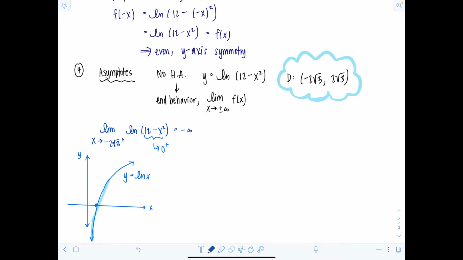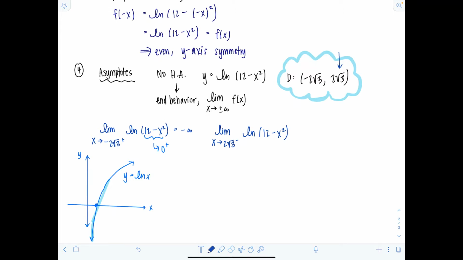Okay? Good. And then same thing, now let's check the limit as x approaches 2 rad 3, the upper bound of the domain. This time I'm going to have to approach from the left-hand side of natural log of 12 minus x squared. Why the left-hand side? I can't approach from the right-hand side. That's outside of the domain. The graph doesn't live there. We're not allowed.